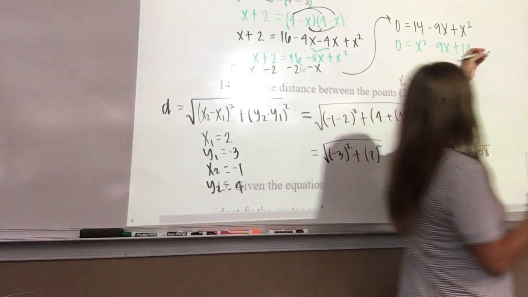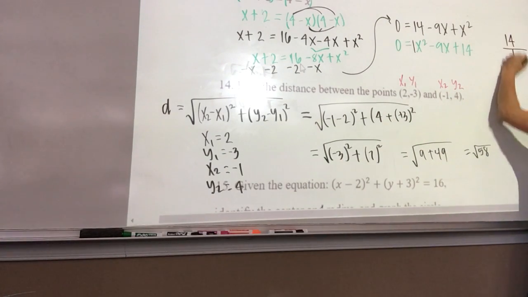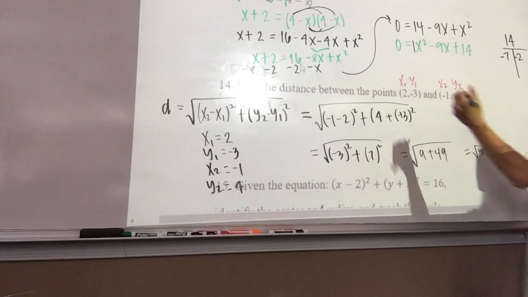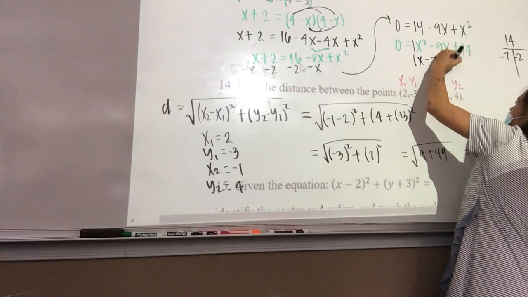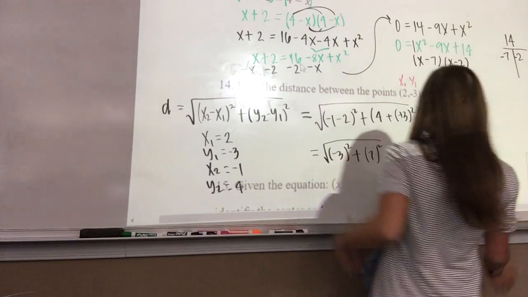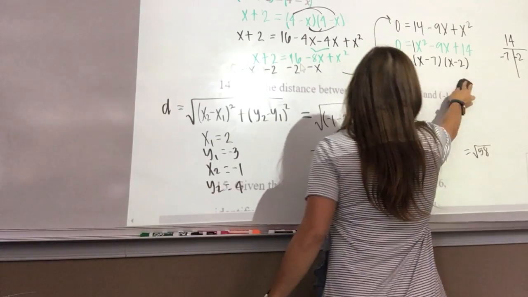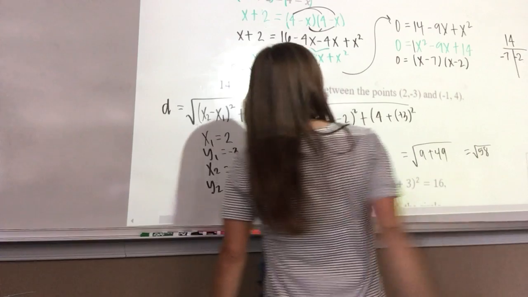So first times last, 1 times 14. What are factors of 14 that equal negative 9? 7. Cool, so 7 and 2 normally would equal positive 9, so you're exactly right. Negative 7 times negative 2 still gives me positive 14, but add together to be negative 9. You don't have to do the box method or anything like that, and you won't have to on your exam, because there is a 1 in front of the x squared.